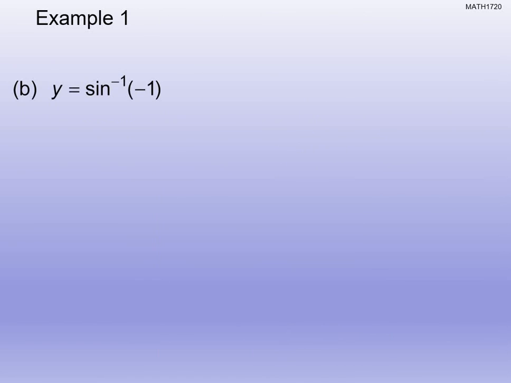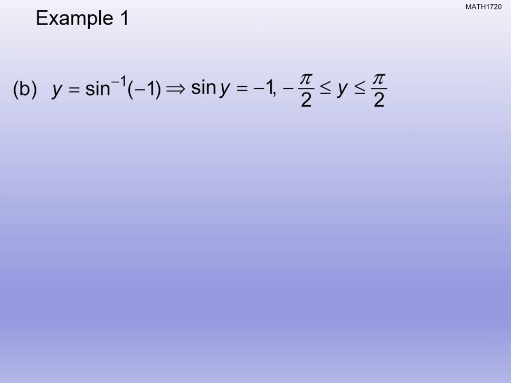Okay, so let's do this one now. We want to do sine inverse of negative 1. So what is that saying? Sine of y equals negative 1. What angle could y be that when I take the sine of y, I get negative 1? Where does that happen? That happens on a quadrantal angle. So that happens at 3 pi over 2. So I can write that out.